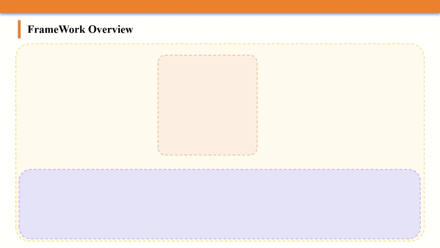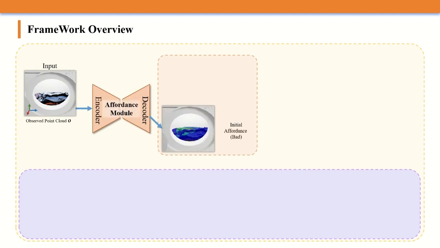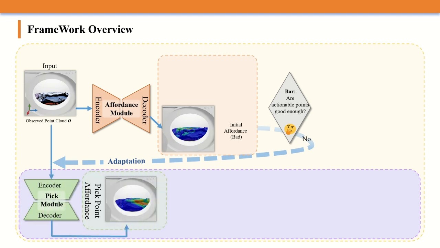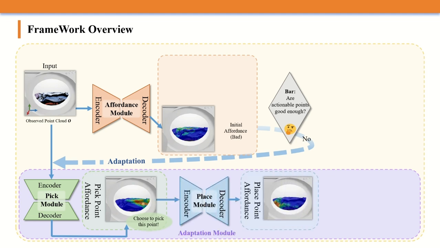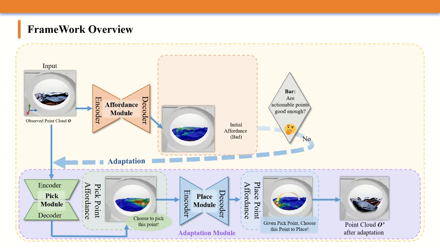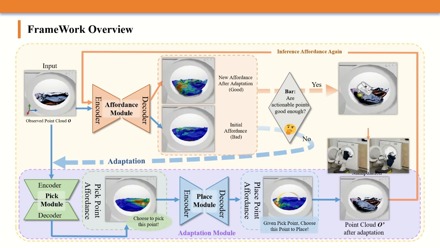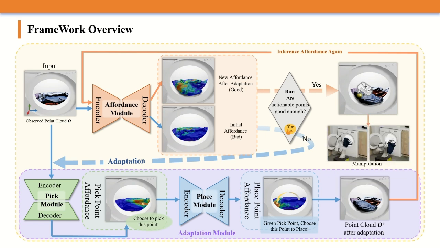This part is about the overview of our framework. Given the observed point cloud, the affordance module predicts the initial point-level retrieval affordance score. When actionability is not good enough, the framework proposes the adaptation pick-place action. It first predicts per-point pick affordance, and selects the pick point with the highest score, conditioned on which it predicts place affordance and selects the place point. After executing the adaptation action, it receives a new point cloud and generates new affordance. When actionability is good enough, the robot retrieves on the point with the highest affordance score. This loop is executed until all garments are retrieved.